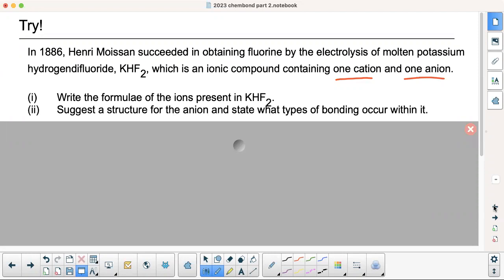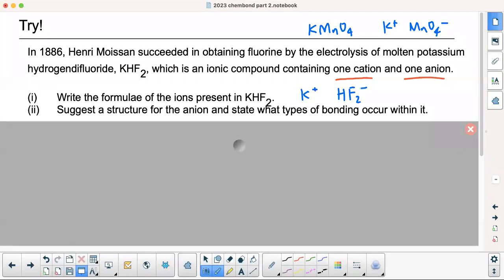Okay, so the formulae of the ions, I think most of you are done with. So it's like KMnO4, right? KMnO4. What are the ions? The ions are K plus and MnO4 minus. All right, so what are the ions? Definitely it will be K plus, and the anion will be HF2 minus.